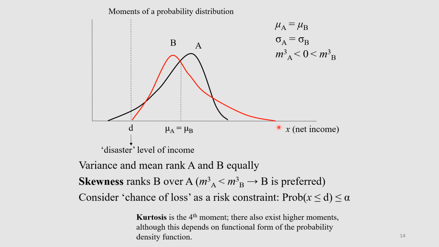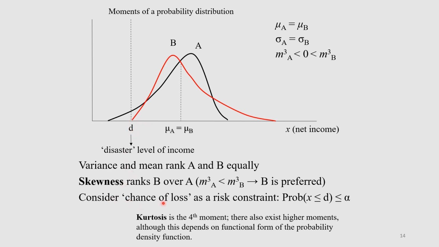although it doesn't seem right away that it looks like that. But you'll see that A is skewed to the left, and B is skewed to the right. Skewness is measured by the third moment, and here we see that A's third moment, its skewness, is less than 0, and B's is greater than 0. So skewness ranks B over A. In other words, B would be preferred, because B does not want to hit that disaster level of income.